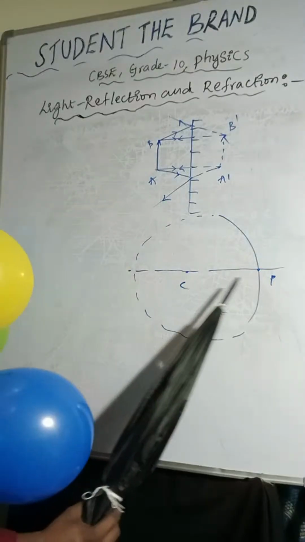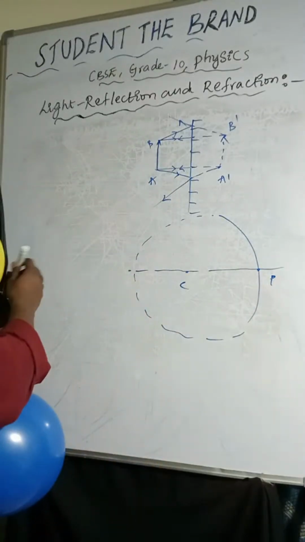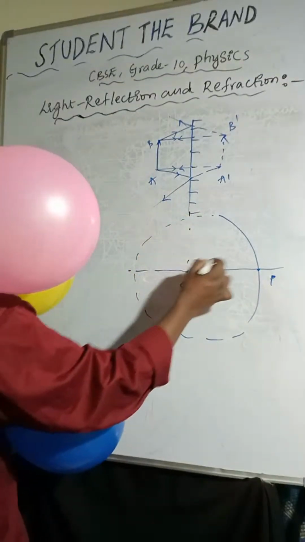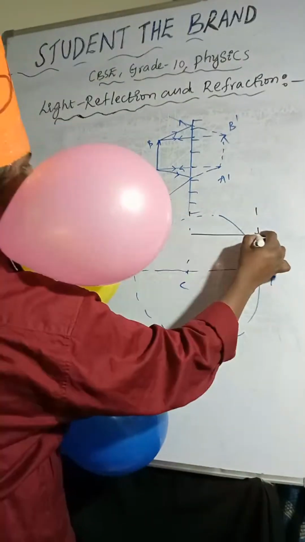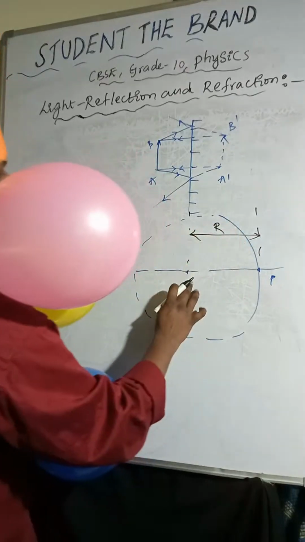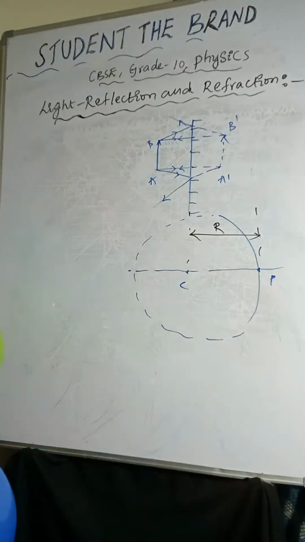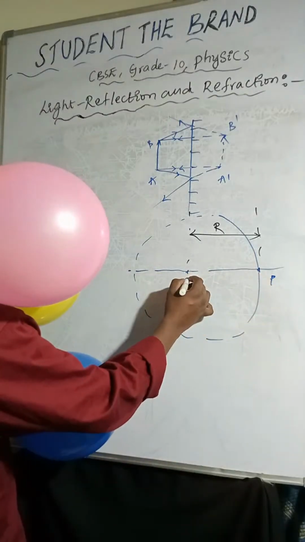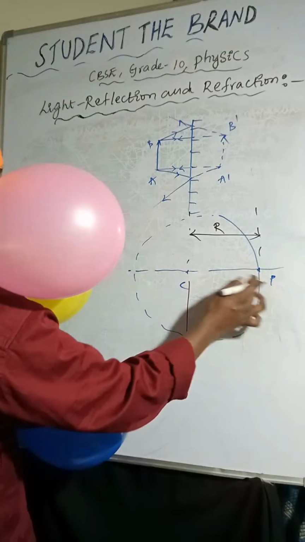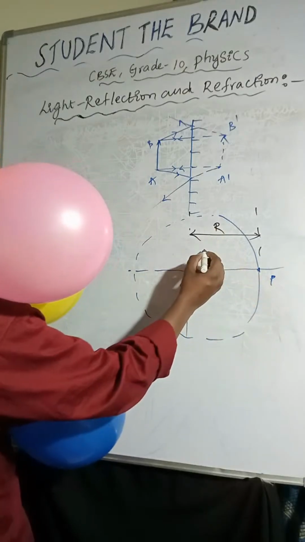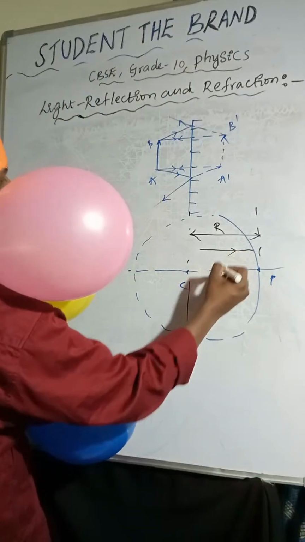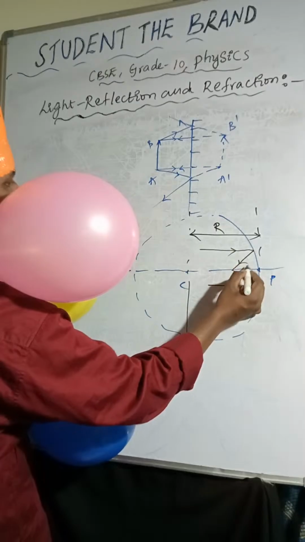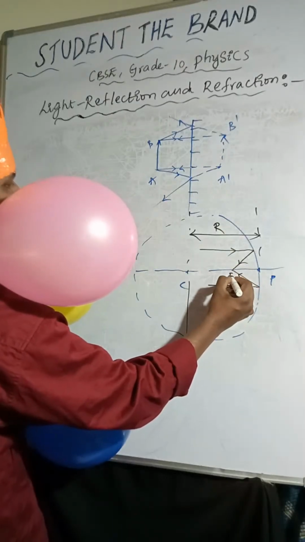The distance between center of curvature and pole is called radius of curvature. So we can take this distance is called radius of curvature. After reflection, all light rays will meet at one point. So you can observe after reflection, all light rays are meeting at one point, that is called focus.